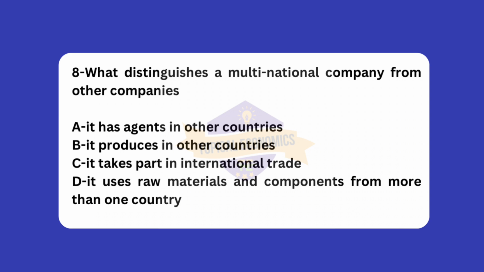However, let's explore options C and D as well. Option C is it takes part in international trade. While MNCs engage in international trade, so do many companies that are not multinational. So this is again not the answer. Looking at option D, it uses raw materials and components from more than one country. This can apply to various companies, not just MNCs, and does not capture the essence of being multinational. So the answer for this question is option B, it produces in other countries.